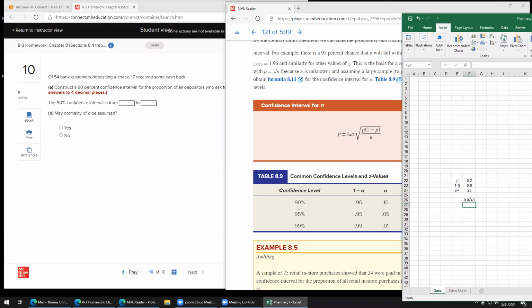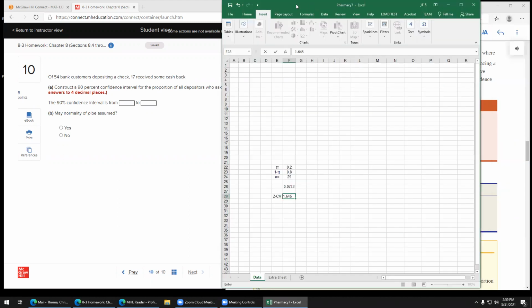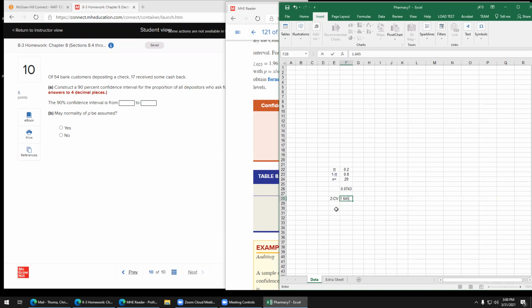So we know again that we're doing a 90% confidence interval. So you can use either Excel, or now that we know it's 1.645. So my Z critical value for a 90% confidence interval is always going to be 1.645. Only the T changes because it's based off degrees of freedom, right? And so now I can take my X, which is 17. My N, which is 54.